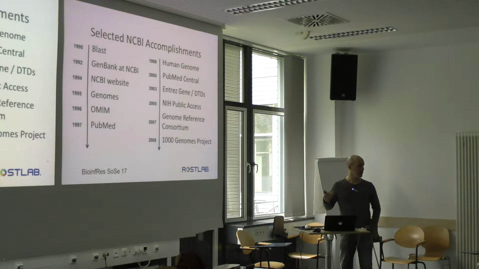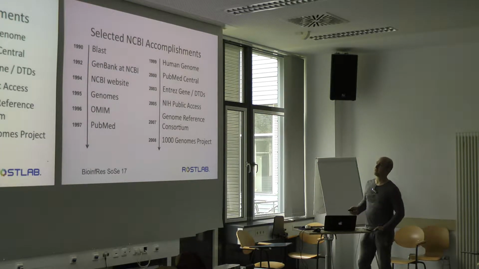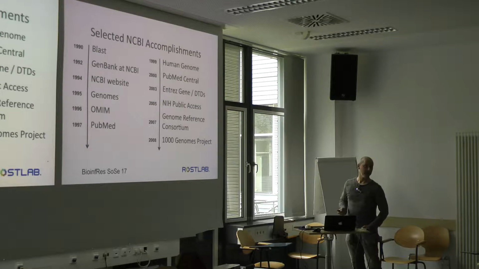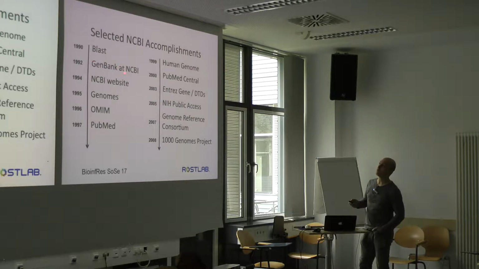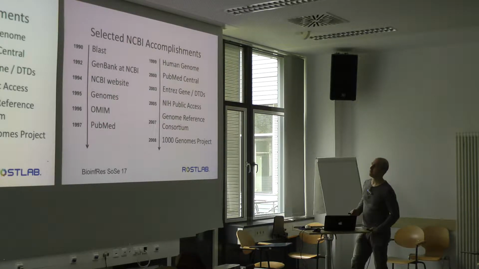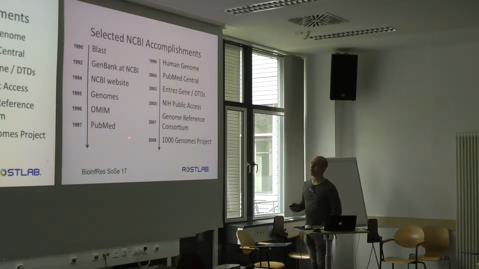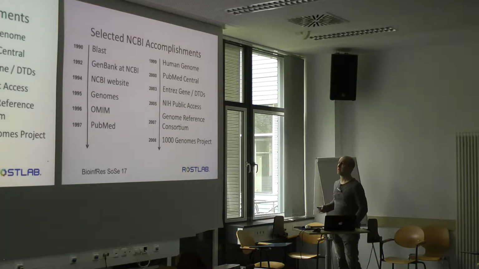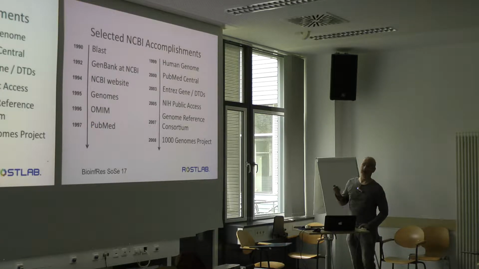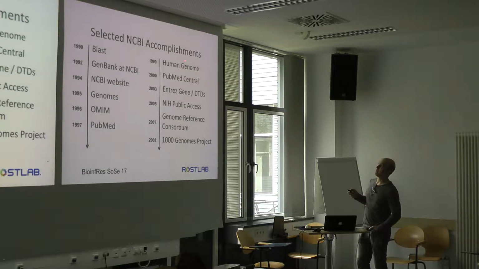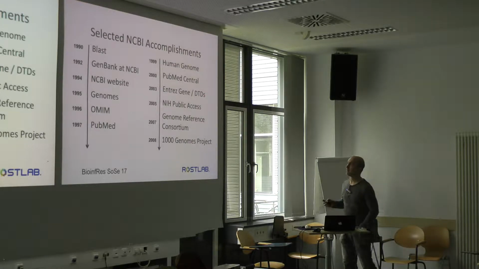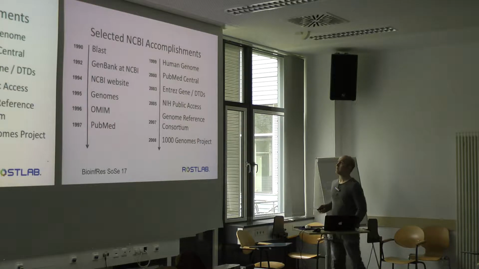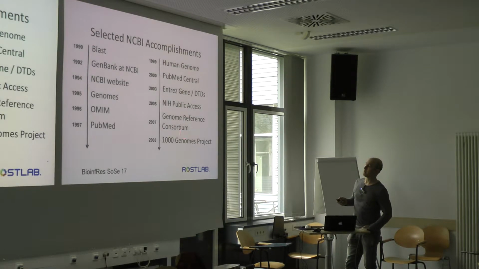Just to give you an impression of the timeline in terms of the internet: BLAST was developed in 1990, and GenBank moved to the NCBI in '92. Here the first website came, and then slowly the genomes came in, and other projects like the Online Mendelian Inheritance in Man database, a collection of severe mutations. Later on PubMed as a literature index, and much later the human genome, PubMed Central, and this versatile access interface. And then public access genomes, the 1,000 Genomes Project.